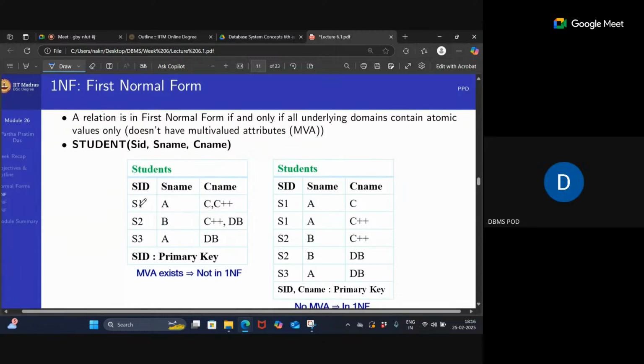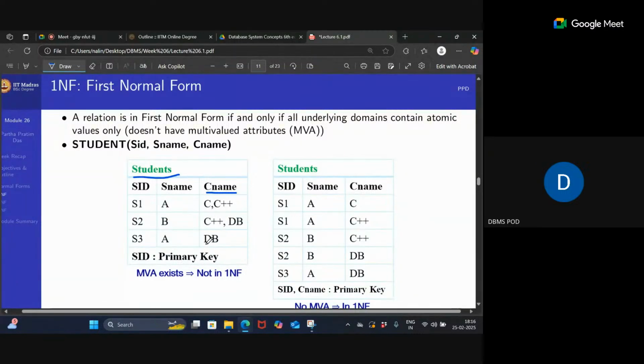So here, for example, you can take a student table. The student table has SID, S name, and C name. Is it in 1NF? Ma'am, course name has multiple courses under it, so no. Yes. So the C name attribute has multiple values, like C, C plus plus. That kind of thing we should not have. So this is not in 1NF.